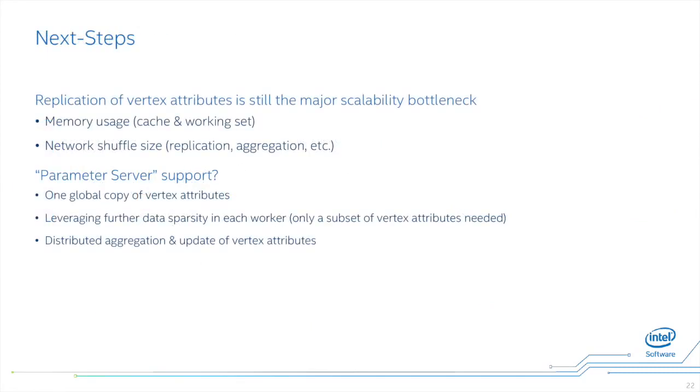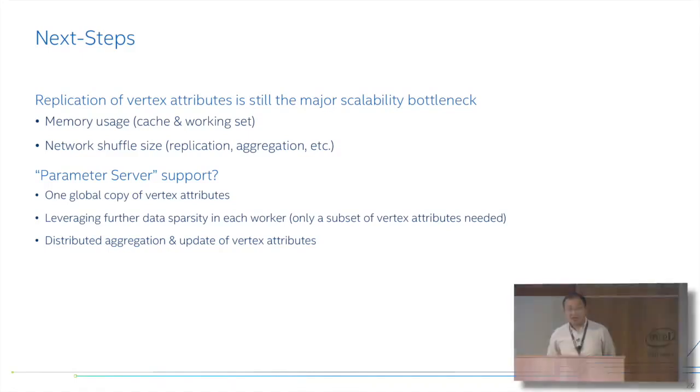So the next step, again, some parameter server type of architecture is useful, because the replication of those vertex attributes is still a major bottleneck in memory usage and in network shuffle. It's still a bottleneck in GraphX, and a lot of applications have this type of bottleneck. By using a parameter server type of architecture, we can keep one global copy of those vertex attributes, so first of all, no replication is needed. And secondly, we can leverage the data sparsity in those workers, because each worker only contains a subset of the edge partitions, so it does not need all those vertex attributes. And of course, we can do the aggregation and the update through the parameter server in a distributed fashion instead of a shuffle.